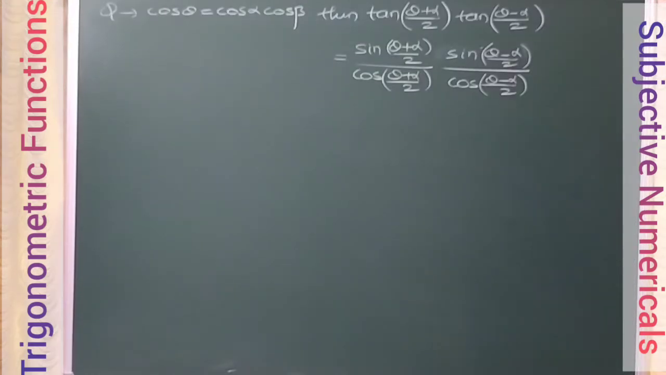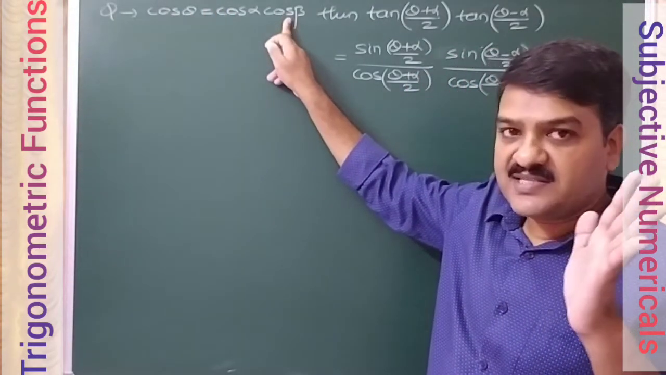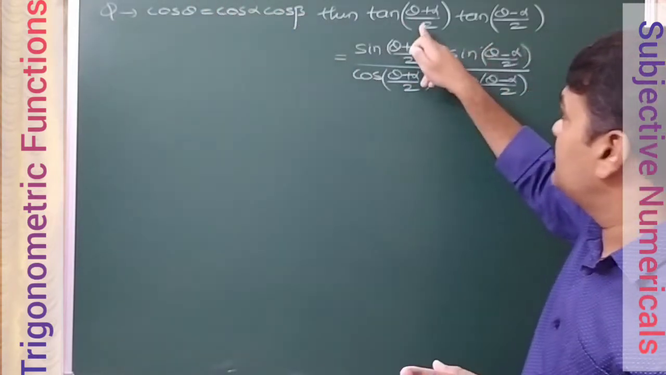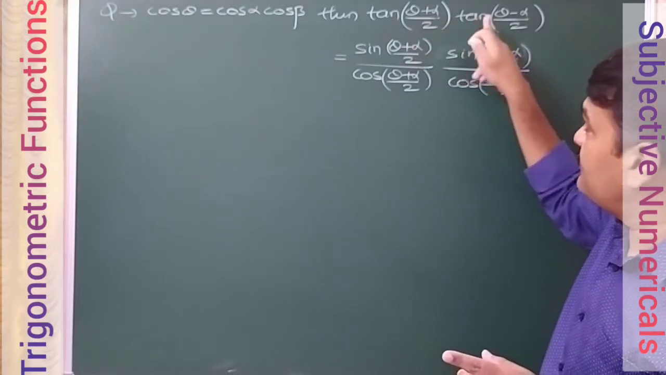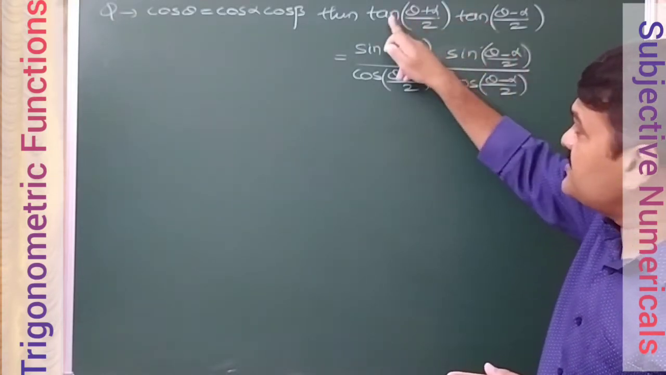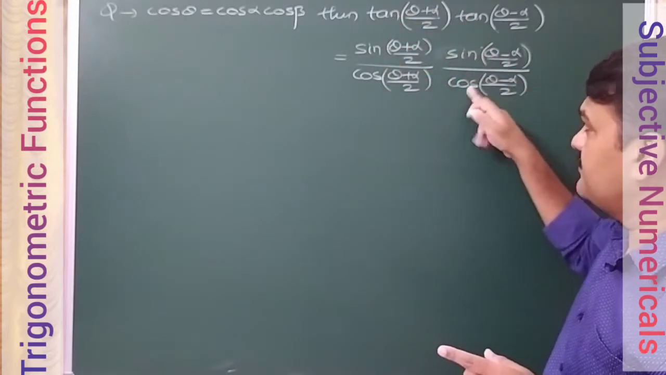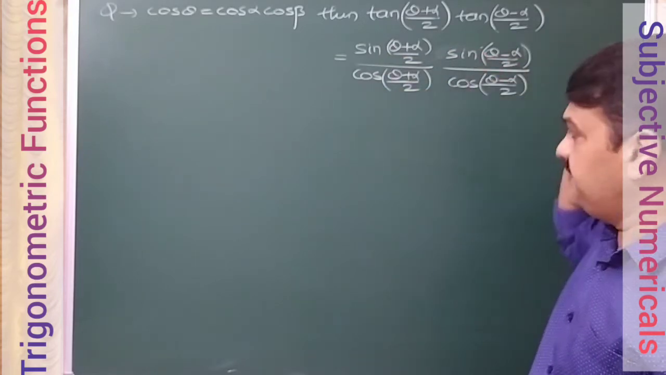This is the next question on the board. cos theta is equal to cos alpha cos beta is our given condition. Using this condition, this is the value we have to find. First step: in place of tan, just write sin by cos.